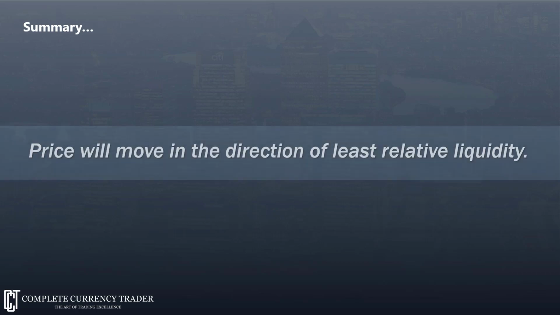Okay, so let's wrap this up, ready to move on to the next lesson tomorrow. There's really only one summary point that I want to emphasize from today's lesson, and that is the price is more likely to move in the direction of least relative liquidity. Everything we do, every pattern that we look for, every condition that we're trying to recognize is geared towards that one fact. And it is a fact, a mathematically irrefutable fact. The price is more likely to go in the direction of least relative liquidity.